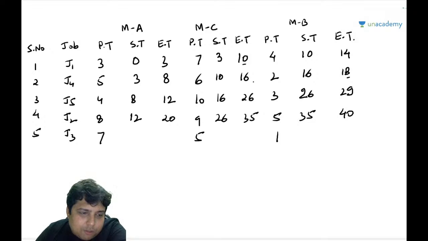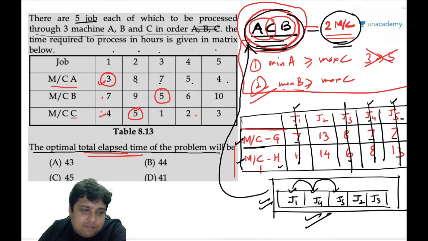Sir, machine C processing time, once check, sir. Machine C processing time 7, 6, 10, 9, 5. I have written 7, 6, 10, 9, 5.